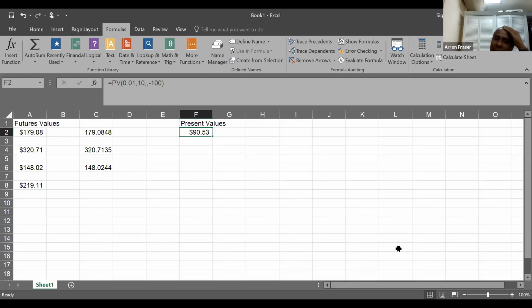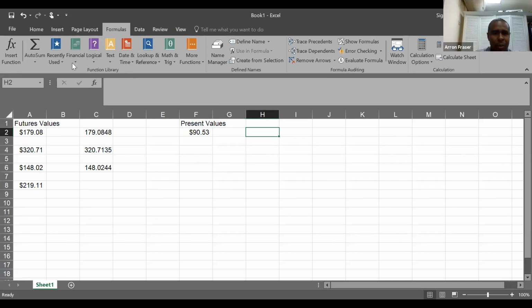So if we take the same $90.53 and invest it for 10 years at 1%, we should get back 100. Agreed? Do we agree that if we invest this $90.53 for 10 years at 1%, we should get $100?